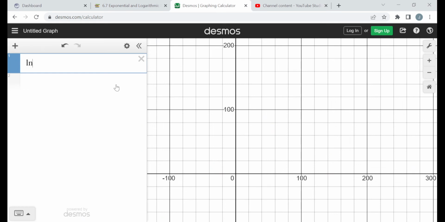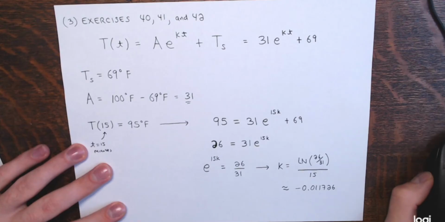So here, the natural log of 26/31 divided by 15. So negative 0.011726. Negative 0.011726. Right? So you can use that if you want in the model, or the exact value. It doesn't matter.